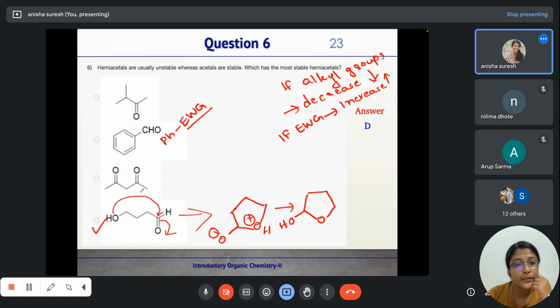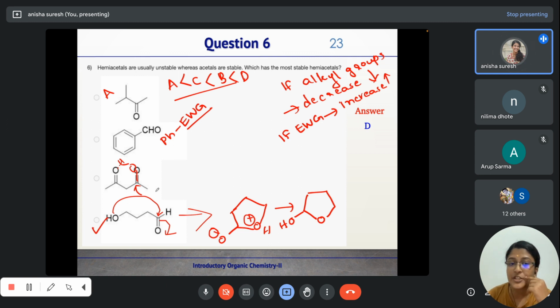In this case, if hemiacetal is forming, one alcohol will be there that can coordinate with this and result in hydrogen bonding. So I think the least one will be for A. A will be the least one, then comes C, then comes B, and then D. It will be okay, right?